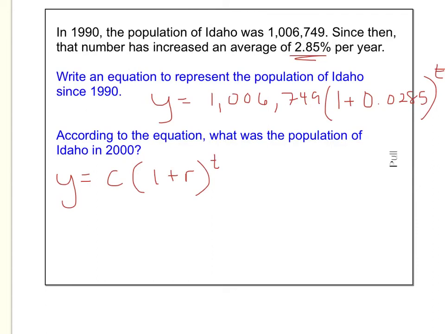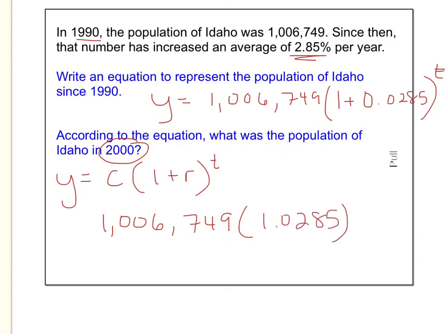So now it says, according to the question, what was the population of Idaho in 2000? Well, what we need to do is if we say 2000, we're 10 years off, 10 years later. So we need to put a 10 in for that T.